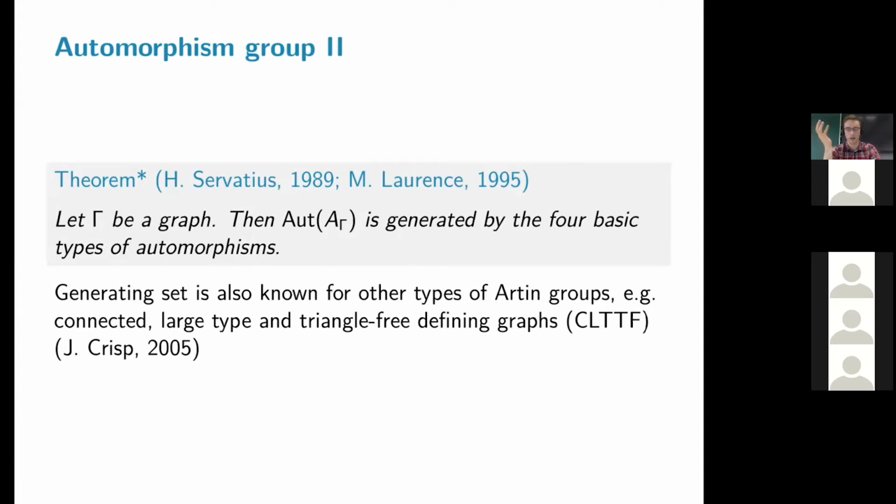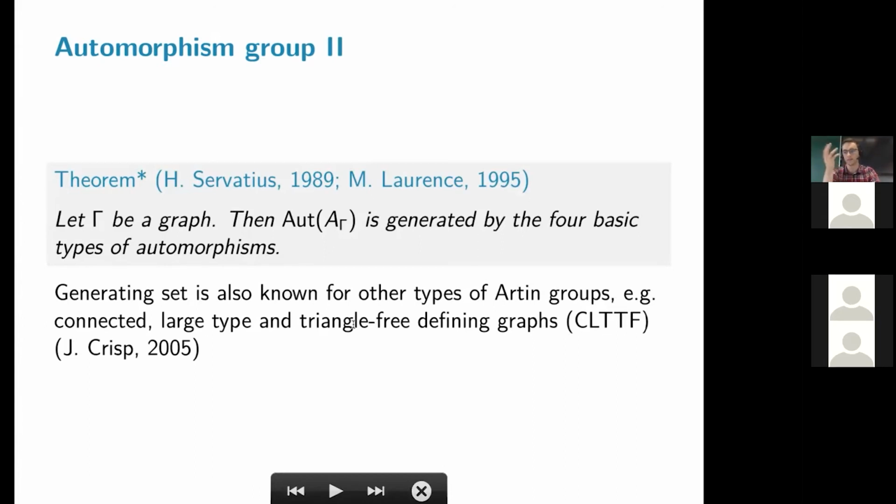in general, but there are certain other types of Artin groups for which there is a generating set known as well. So for instance, CLTTF Artin groups. So the graph has to be connected of large type and triangle free. Large type means that the labels are big enough, and triangle free, so no induced triangles in your graph. Then you also have a description of the automorphism group, and this is due to John Crisp.